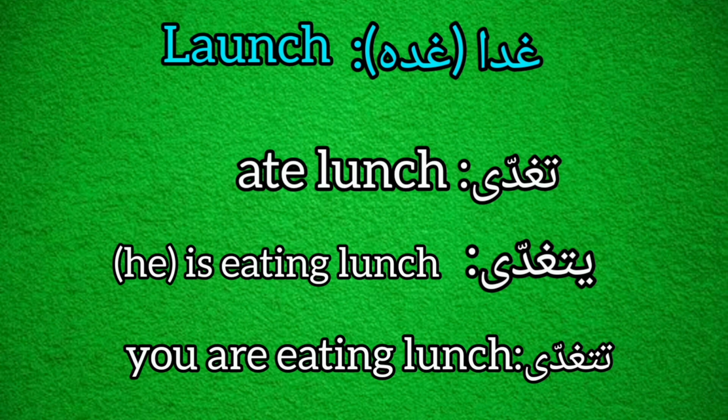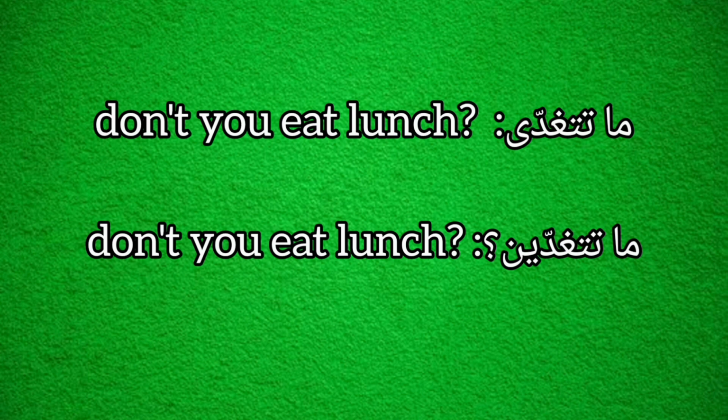Okay, what we heard in that movie was ما تتغدى. And as you know, ما is the word that makes any verb negative. For example, when you say ما تتغدى, it means you don't eat lunch. But when you change your intonation, it basically means you're asking a question: don't you eat lunch? But for female, we say ما تتغدين, don't you eat lunch?